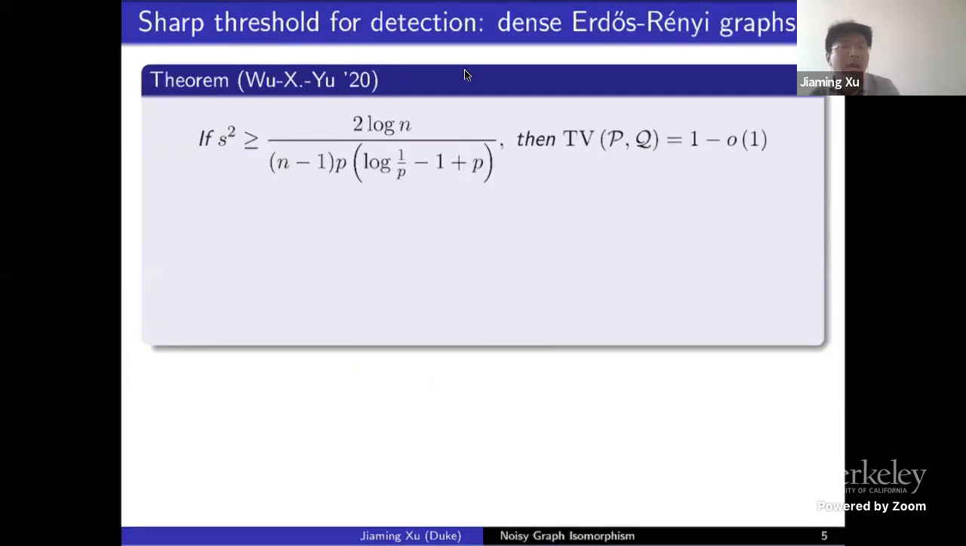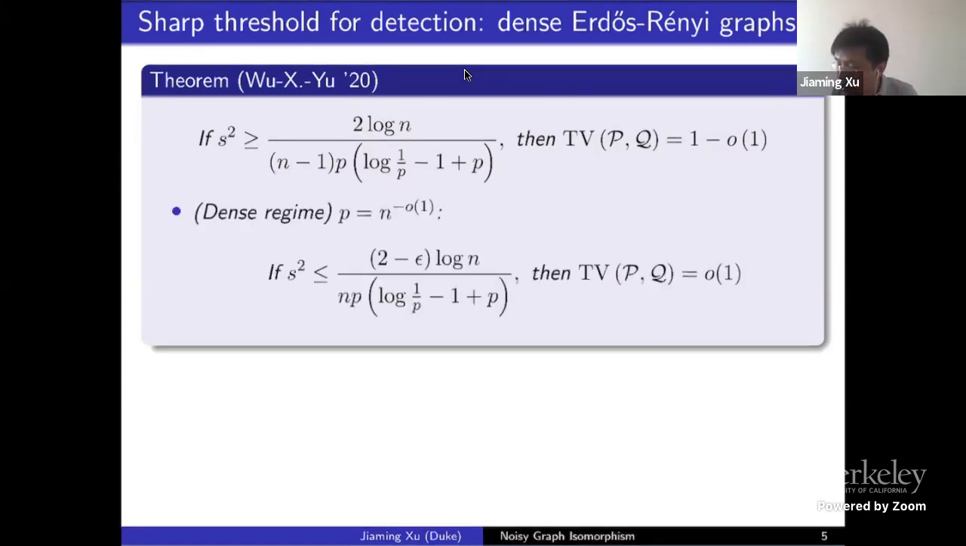So let me now first present our main result. First, we derive a sharp threshold for detection in the dense regime. Recall that n is the number of nodes, p is the edge probability, and s is the edge subsampling probability. We show that if s squared is bigger than this expression here, then the total variation distance converges to 1 as n goes to infinity.